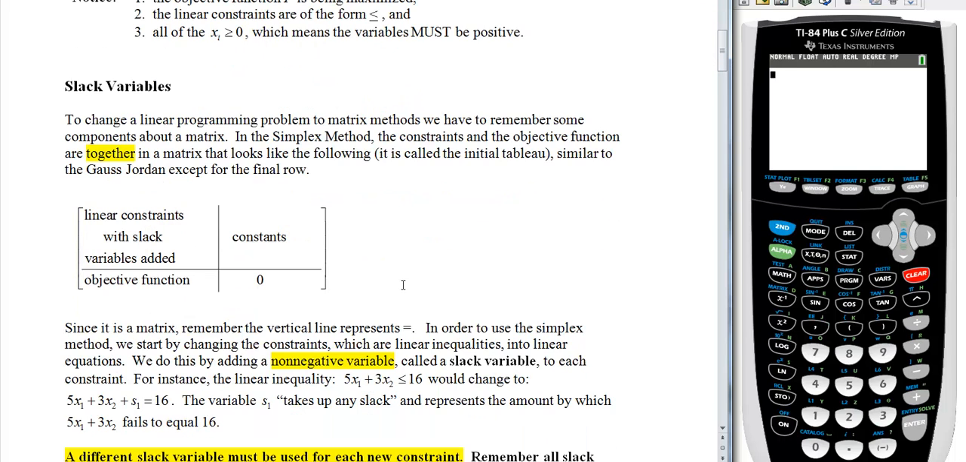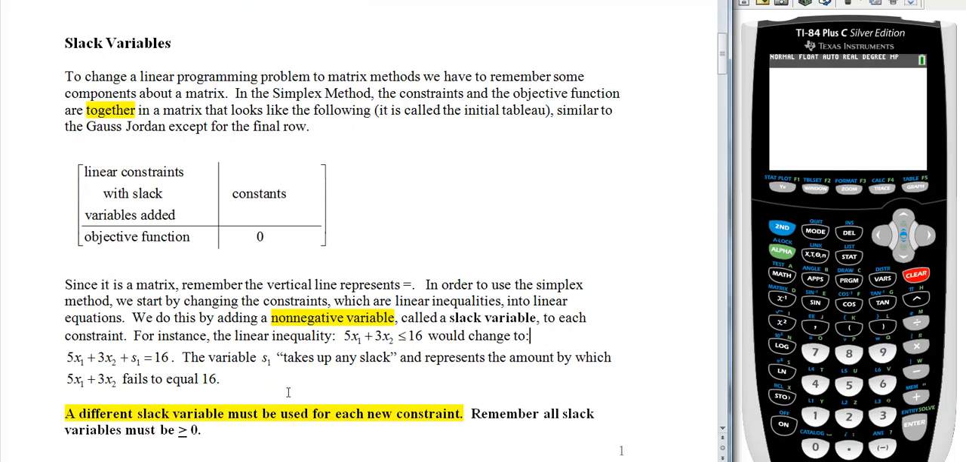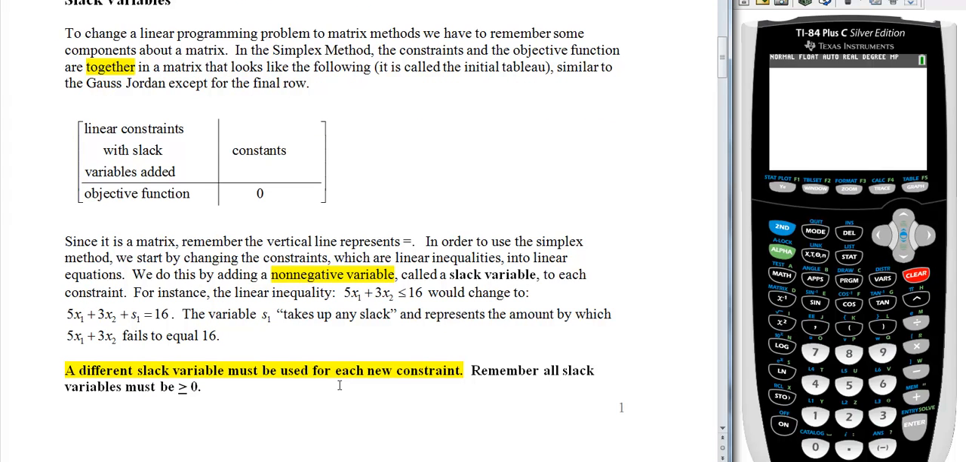So let me keep on going down here. For instance, the linear inequality 5x sub 1 plus 3x sub 2 less than or equal to 16 would change to 5x sub 1 plus 3x sub 2 plus s sub 1 equals 16. And the s sub 1 takes up any slack that's necessary to make this inequality equal to 16. A different slack variable must be used for each new constraint, okay, because how much is necessary to pick up the slack in one inequality may not necessarily be the same amount for the next one. So we have to use different slack variables. And also remember that all the slack variables must be greater than or equal to 0.